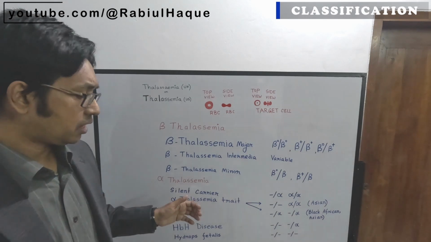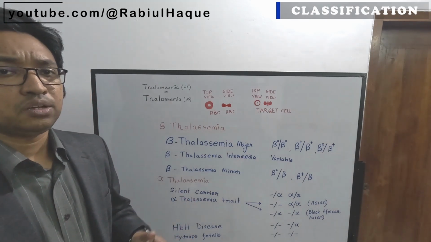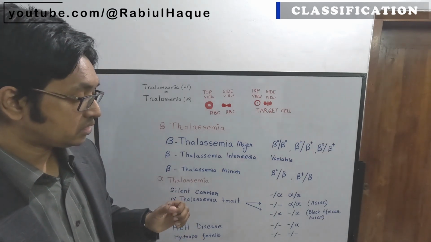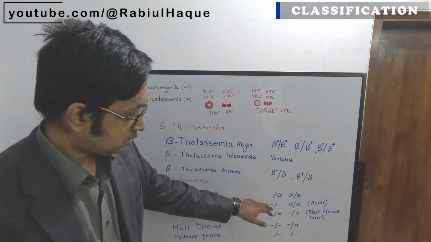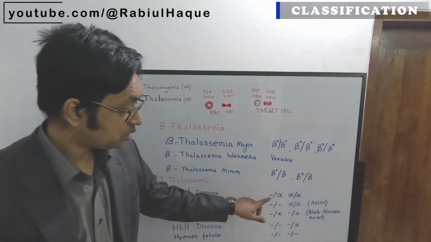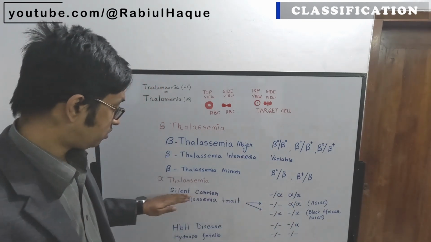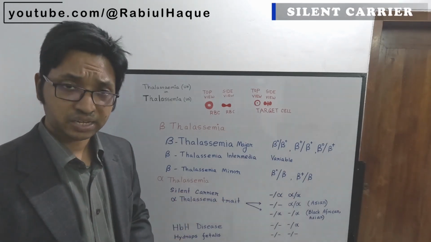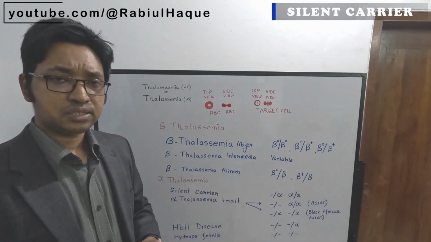Now let's classify alpha thalassemia, and we will classify it based on the number of genes that are deleted. We are writing the normal alpha gene as alpha, and we are using this symbol to denote deletion. If only 1 out of the 4 alpha genes is deleted, that will result in a condition known as silent carrier. What will happen in silent carrier if we talk about the clinical feature? As the name implies, it is asymptomatic.